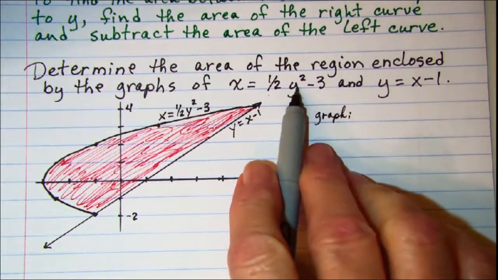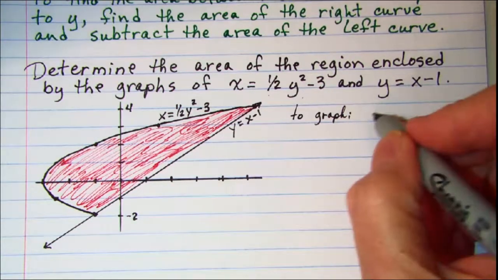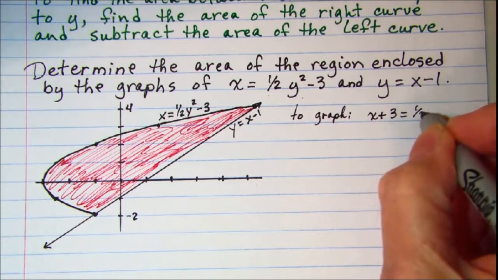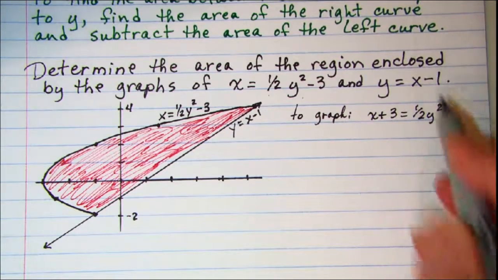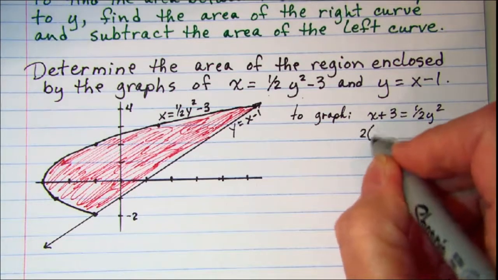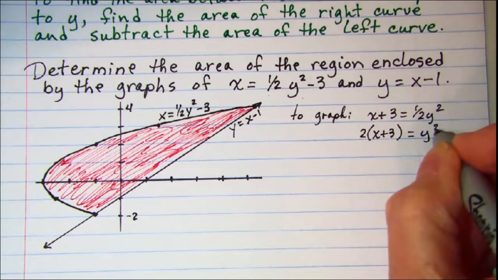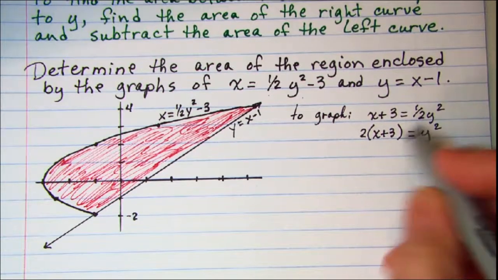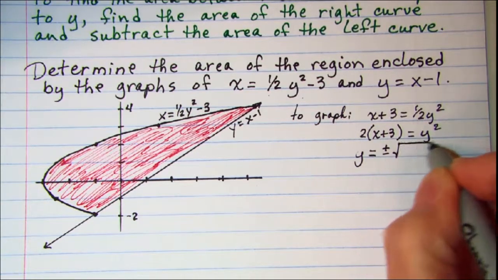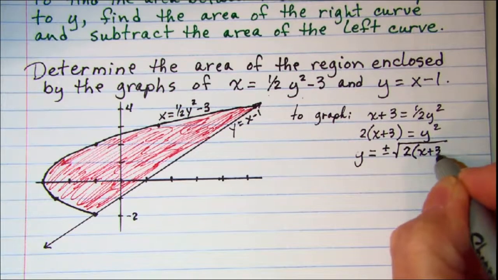We first needed to solve this for y, so adding 3 to both sides gives us x plus 3 equals 1/2 y squared. And then multiply both sides by 2. We have 2 times the quantity x plus 3 is equal to y squared. And then square rooting both sides gives us y is equal to plus or minus the square root of 2 times the quantity x plus 3.